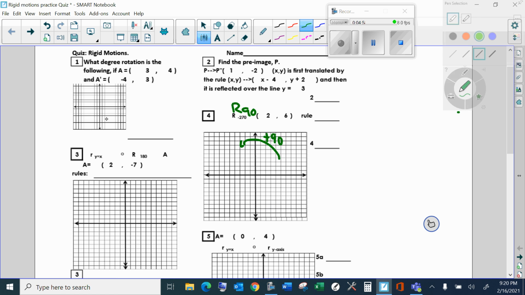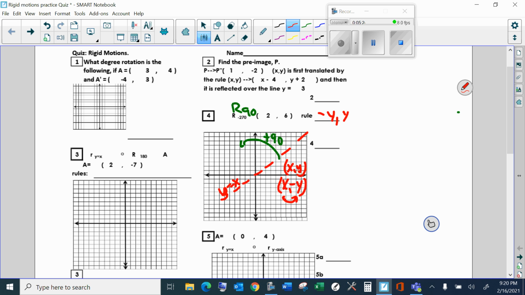Okay, so if I'm doing a rotation of 90 degrees, as I've shown you in the videos, I don't memorize them. I just do the two reflections, reflect over the x-axis. So any xy going over the x-axis becomes x, negative y. And then you're reflecting over the line y equals x. Whenever you go over the line y equals x, you are switching these two. So rotation of 90 degrees is negative y, x.